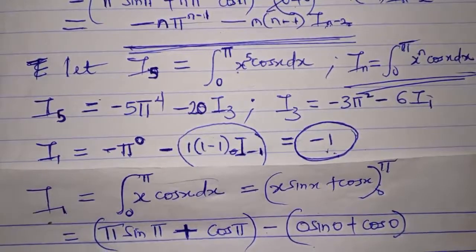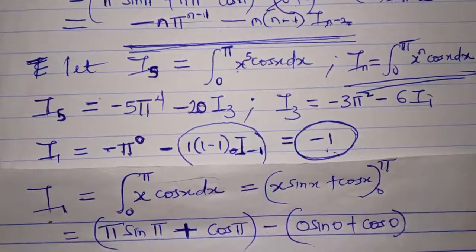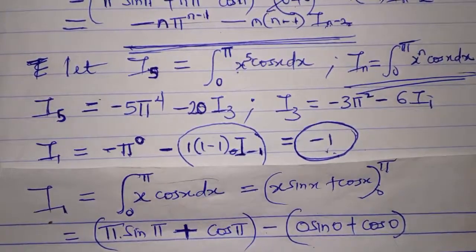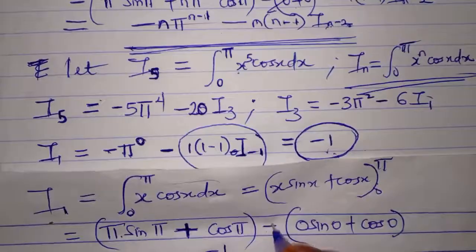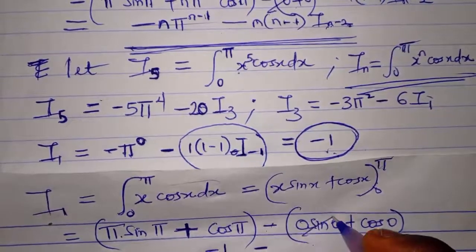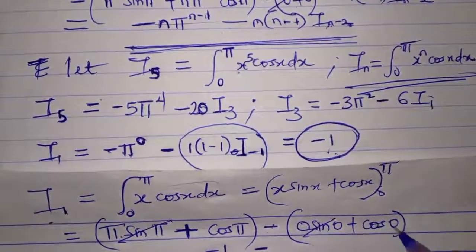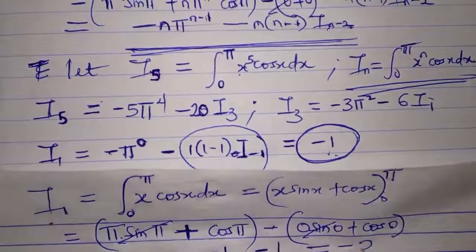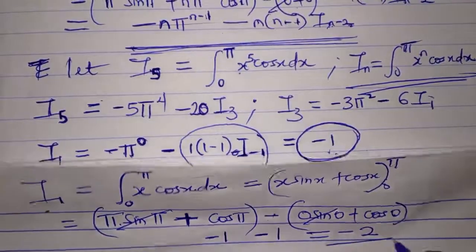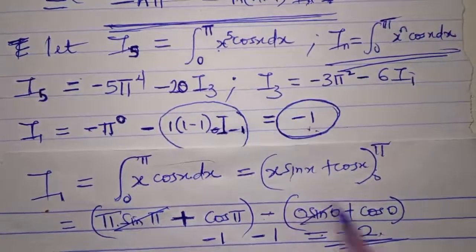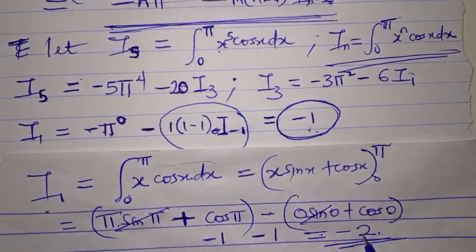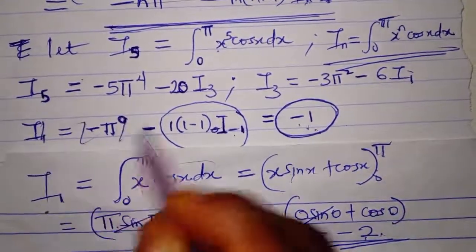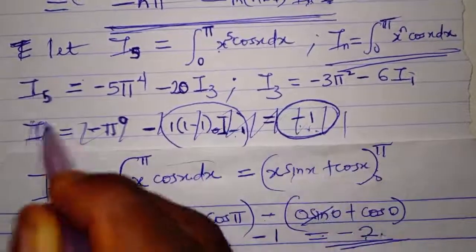Cos pi is actually a minus 1. This will give me 0. Sin pi is 0. Sin 0 is 0. So I'm having minus 1 minus, this is 0. This is out. This is out. Cos 0 is 1. So this is minus 2. Can you see? Working directly from the integral, we got minus 2. But working from the reduction formula, we got minus 1. So this is actually, should I say, the wrong computation.